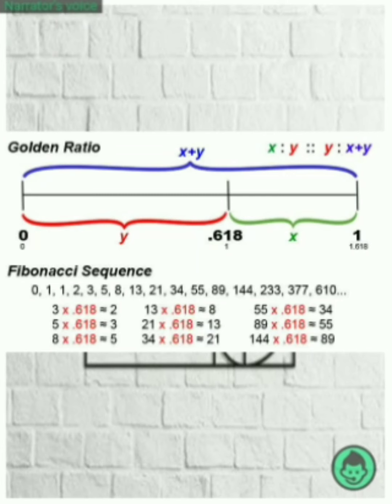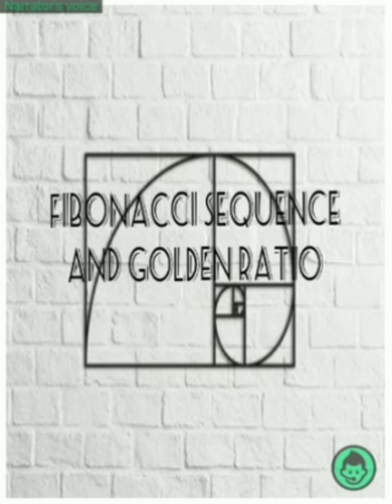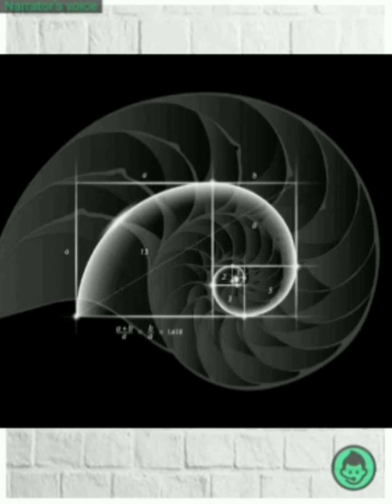Simply put, the ratio of the numbers in the sequence, as the sequence goes to infinity, approaches the golden ratio, which is 1.61803398874989484882. From there, mathematicians can calculate what's called the golden spiral, or a logarithmic spiral whose growth factor equals the golden ratio.